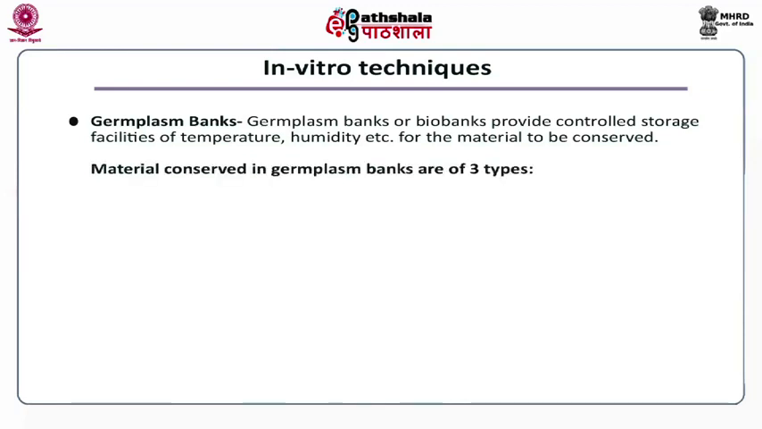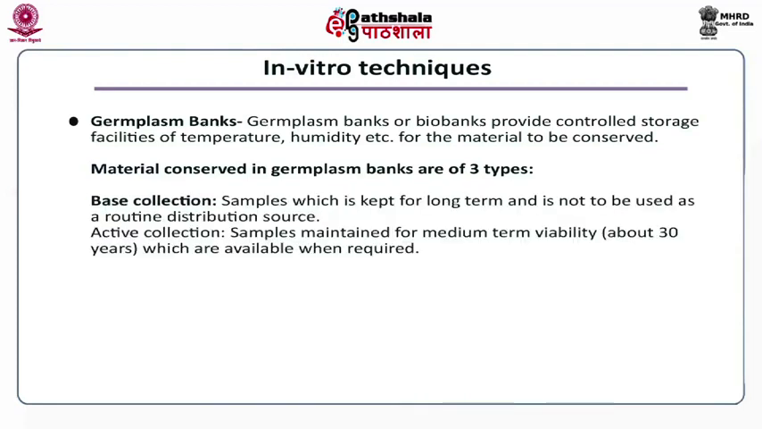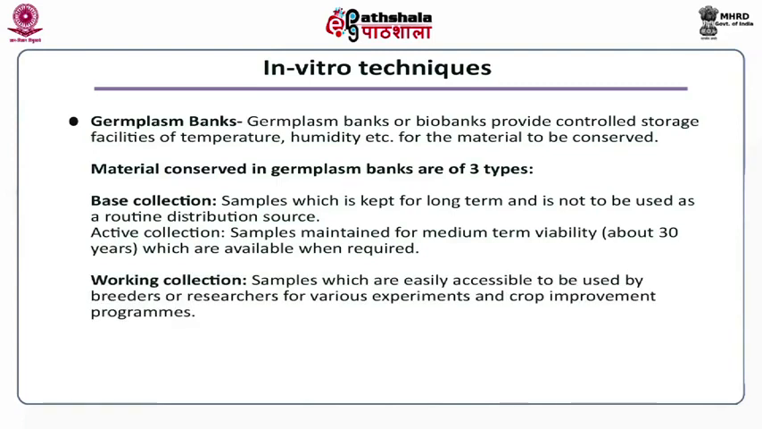Materials conserved in germ plasm banks are of three types. One is base collection, that is samples which are kept for the long term and are not to be used as a routine distribution source. Then active collection. Active collections are the samples maintained for medium term viability, that is about 30 years, which are available when required. Then working collection. Working collections are the samples which are easily accessible to be used by breeders or researchers for various experiments and crop improvement programs.